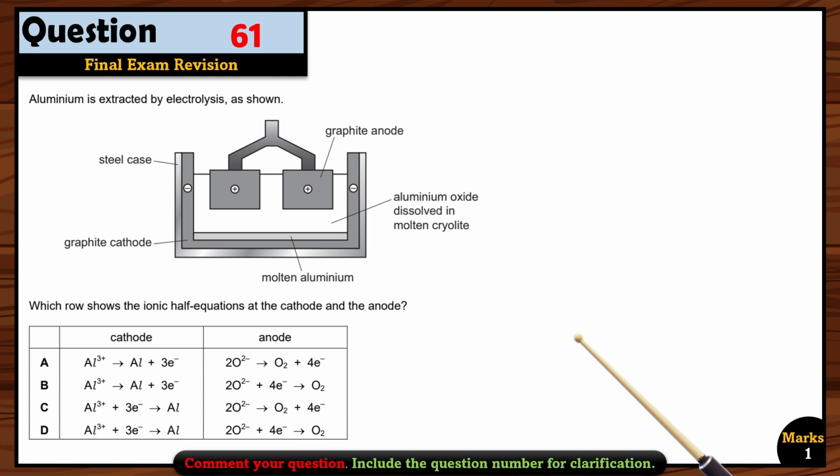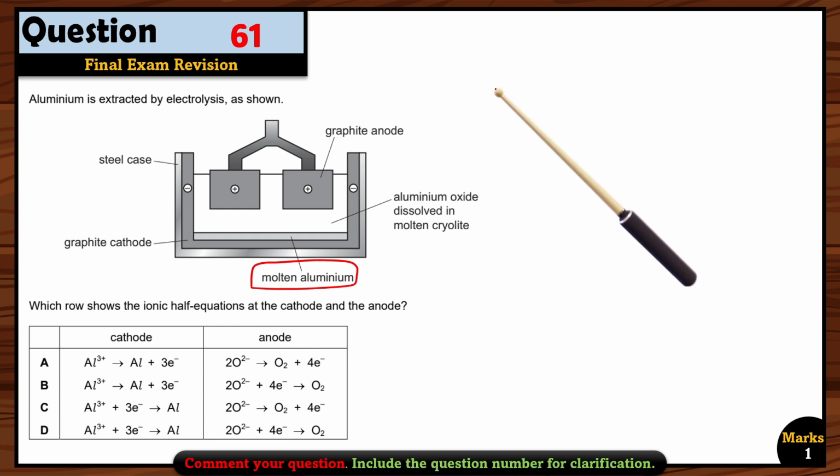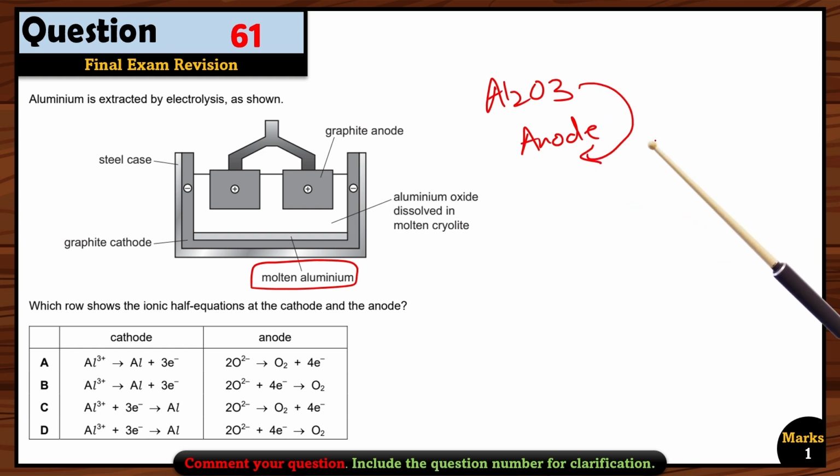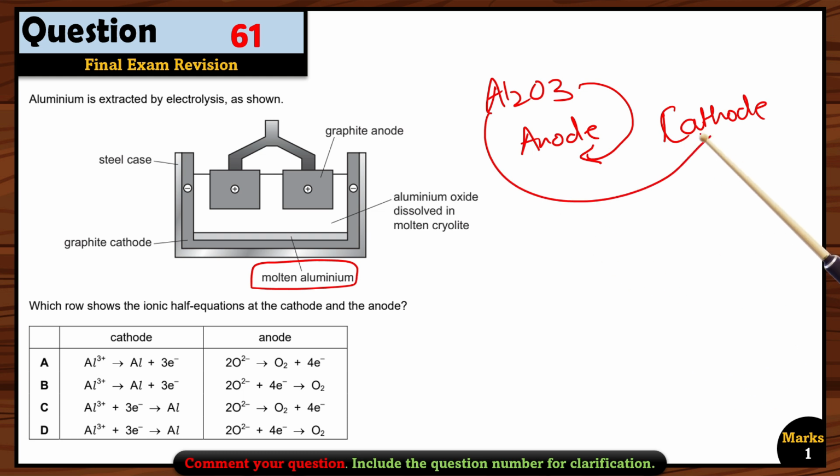Question 61. Aluminium is extracted by electrolysis as shown here. So which row shows the ionic half equation at the cathode and anode? So aluminium is actually extracted through electrolysis, and which is our electrolyte? It's already given here. We are using molten Al2O3. So of course at the anode, the negative ions will move towards the anode, and at the cathode, the positive ions will move towards the cathode, that is aluminium.